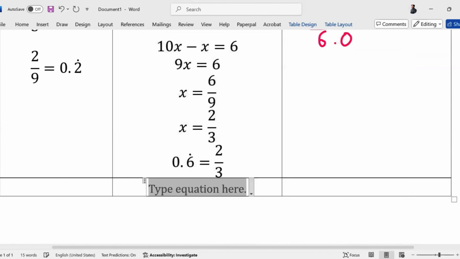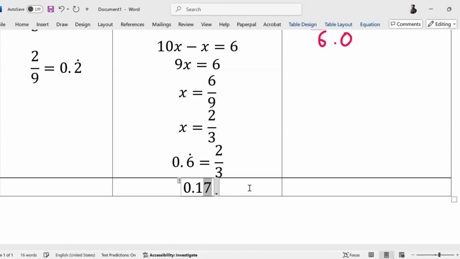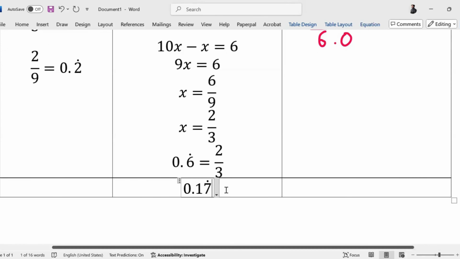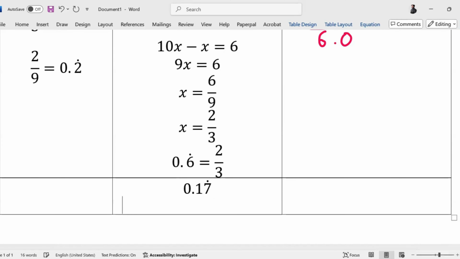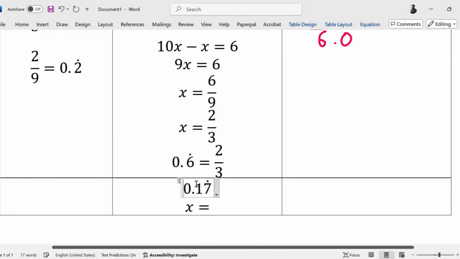ओके, नाउ 0.17. चलो पहले मैं एक काम करता हूं, I'll just put a dot on 7. What does this mean? नंबर क्या है मेरे पास? 0.177777777. Am I clear about this? So again, I am calling this x, the fraction that I need to find.